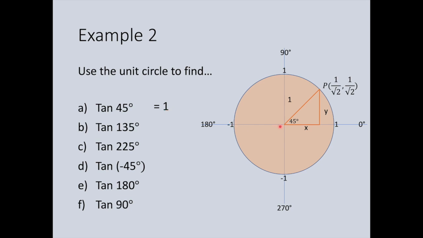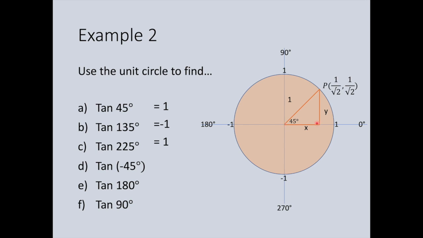Let's think about tan of 135. So 135 is going to be over here. Think about the slope of that line that connects the origin to that point over here. What's the slope going to be? -1. Excellent. Okay. Tan of 225 is down here. And again, thinking about the gradient, the slope of that line, hopefully you can see that that would be 1.